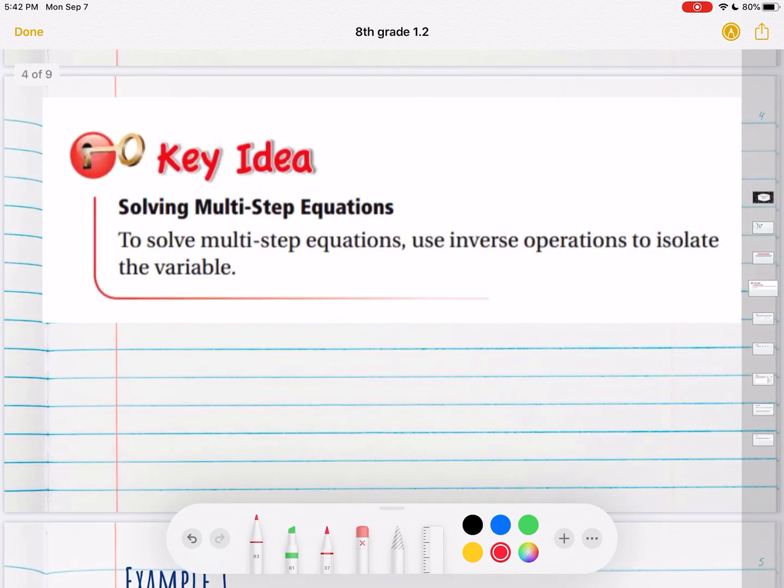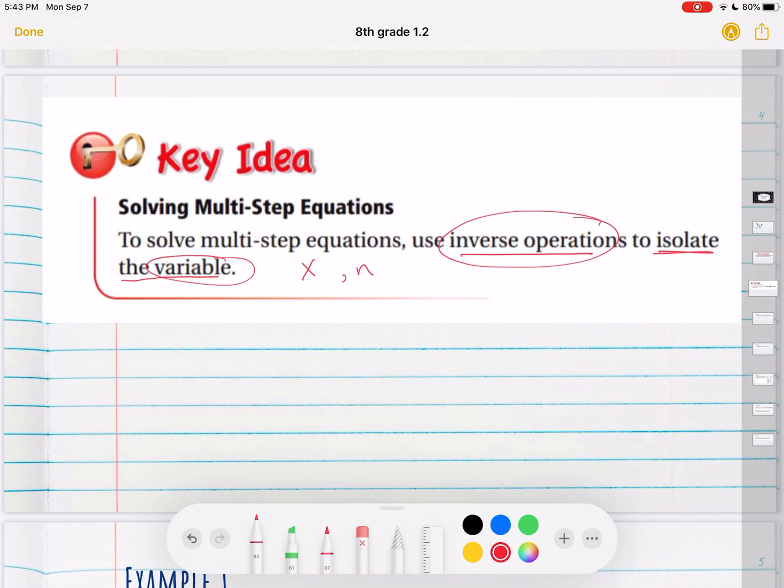So let's go over our key idea, solving multi-step equations. When we do this, we want to use inverse operations to isolate the variable. This is just like what we did yesterday. So we isolate the variable, or we just want to get the variable by itself on one side. Remember, when we say variable, we're talking about x, or in some cases it might be n or a different variable or letter. When we talk about inverse operations, we're talking about the inverse operation of addition is subtraction, and the inverse operation of multiplication is division.